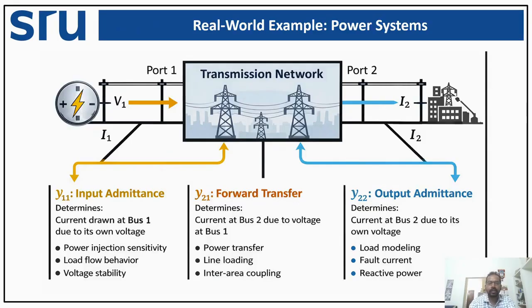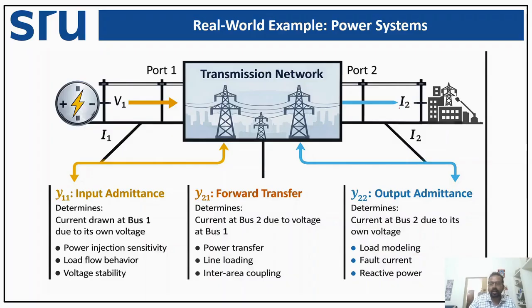So you can see here our transmission network generally acts like an unknown two-port network, where there is an input port, the generator supplies the power, and at the output port, the power supplied by the generator is consumed by the load. So here at the input side, we try to compute Y11, that is input admittance, which determines how much current is drawn at bus 1 due to the applied voltage. As a result, we try to find the bus power injection sensitivity, the load flow behavior, and the load voltage stability.